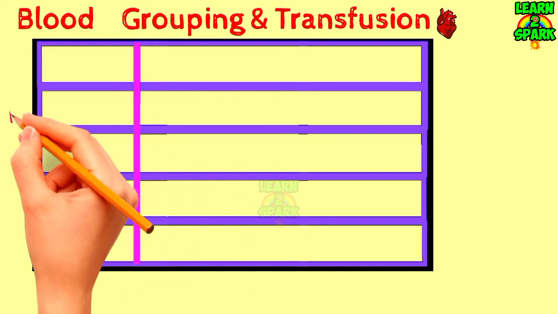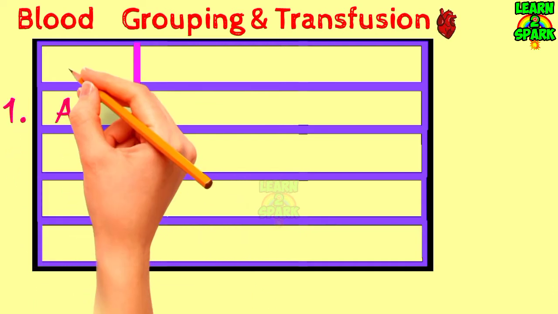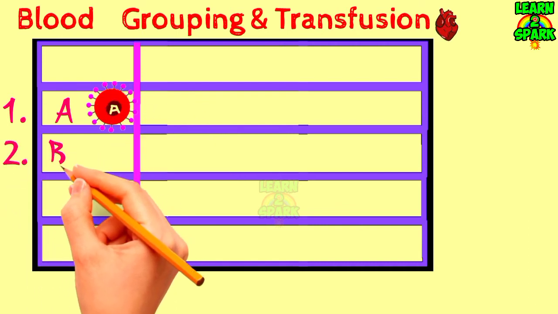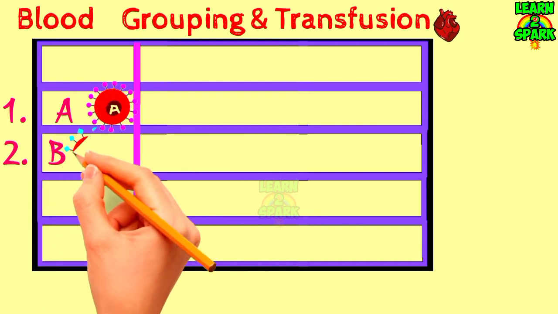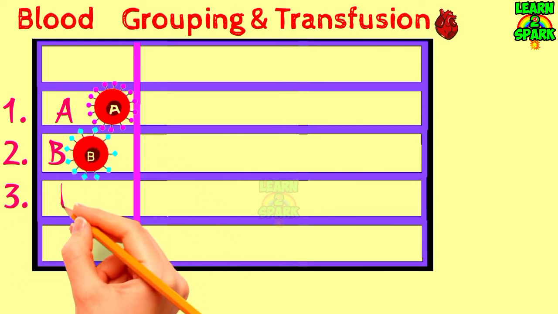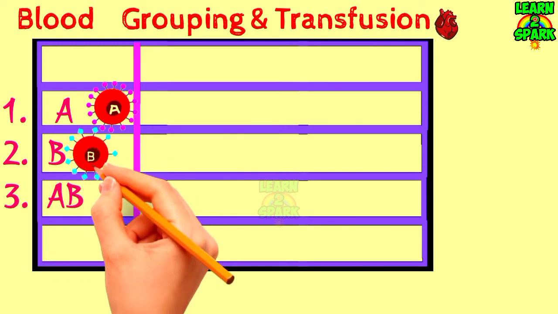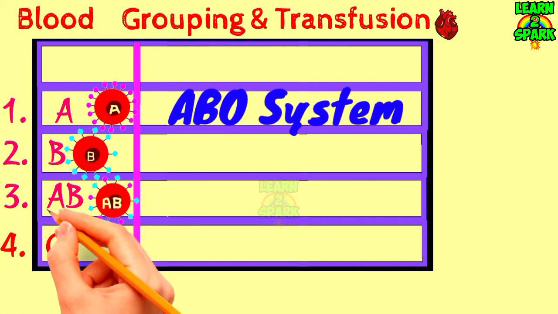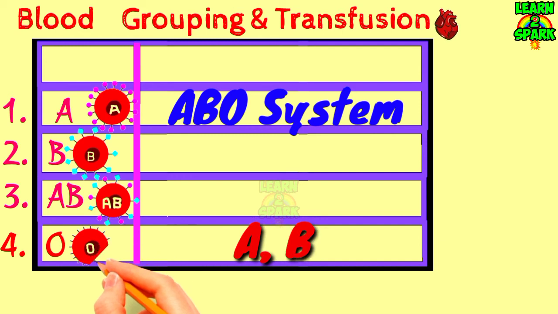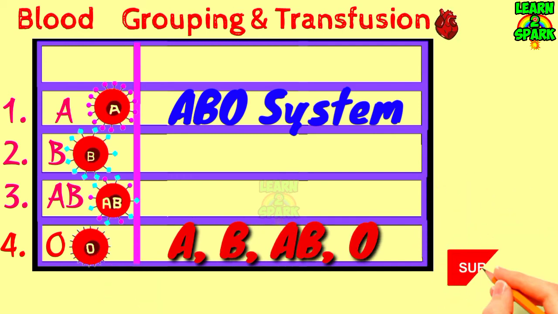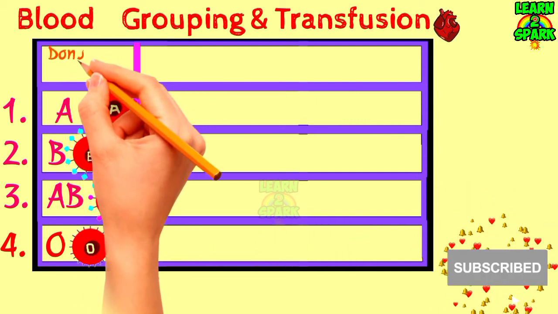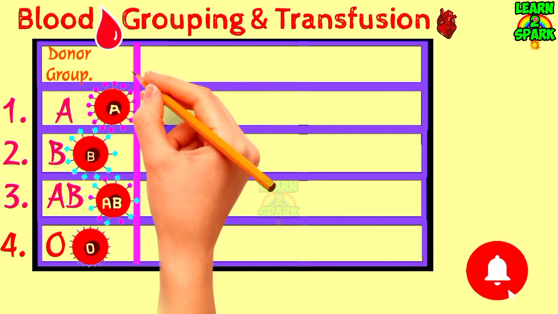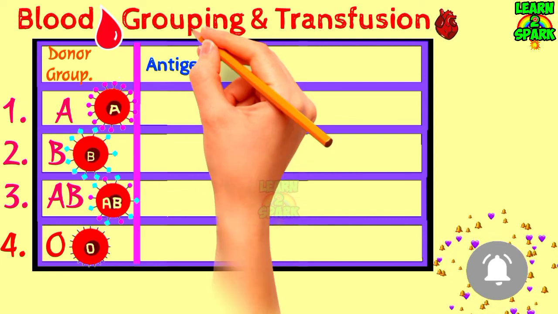As I mentioned earlier, in humans there are two types of antigens, antigen A and antigen B. Depending on the presence or absence of these antigens, there are four types of blood groups. According to the ABO system, human blood is classified into A, B, AB and O. There are several systems of blood grouping, but out of them, the ABO and Rh systems are the most important.